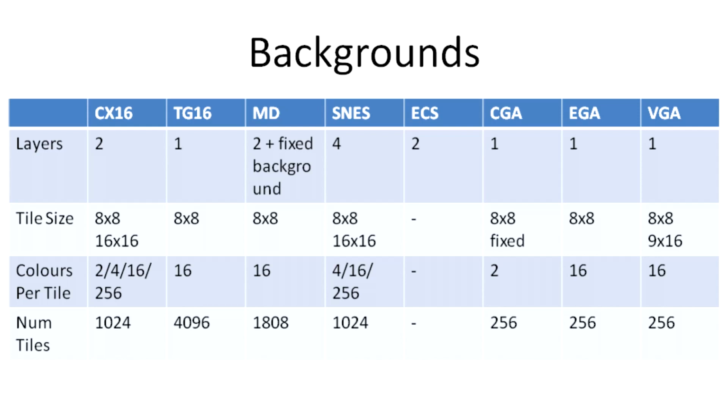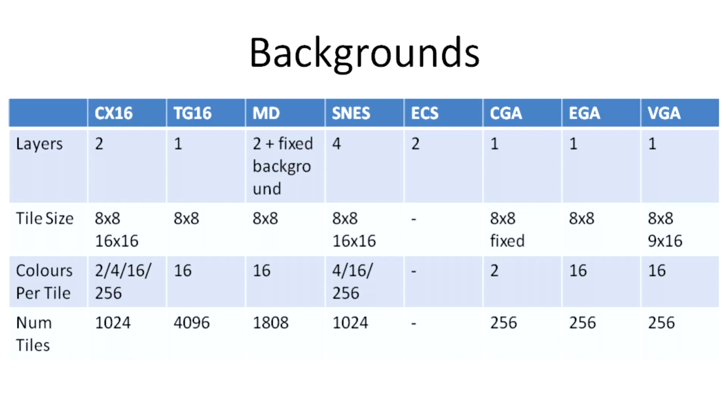CX16 and the SNES give you 8x8 and 16x16. The TG16, MegaDrive, CGA and EGA only give you 8x8. It's worth noting the CGA is fixed, you can't change the character set. VGA adds 9x16.